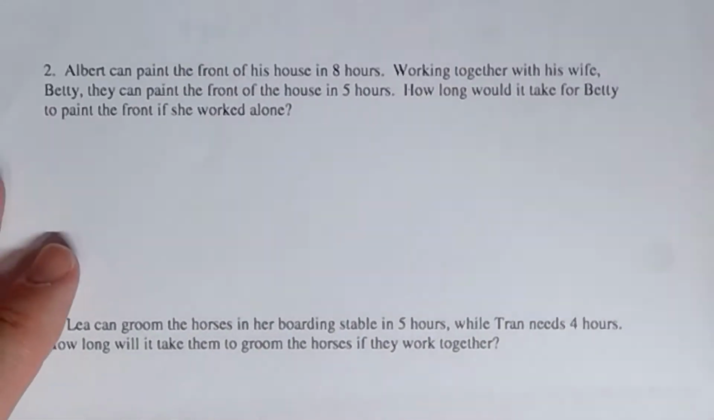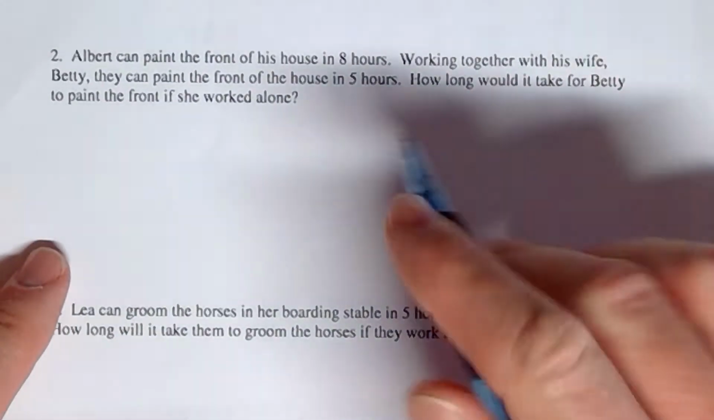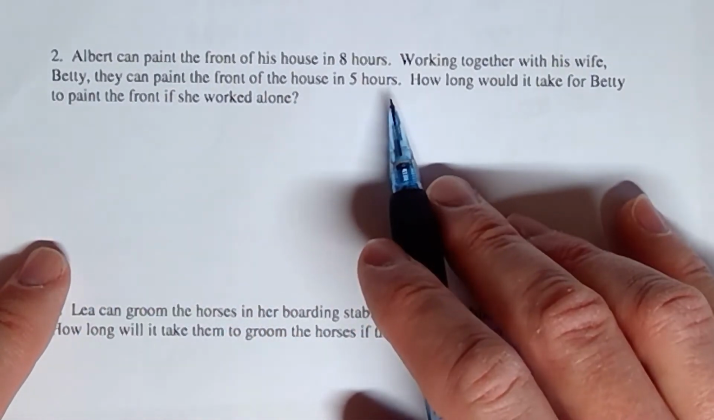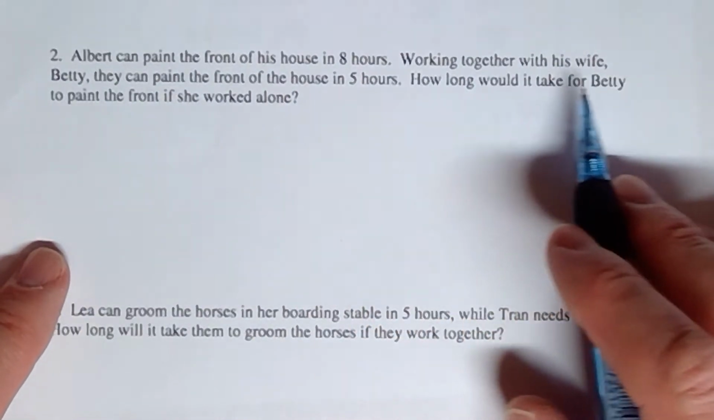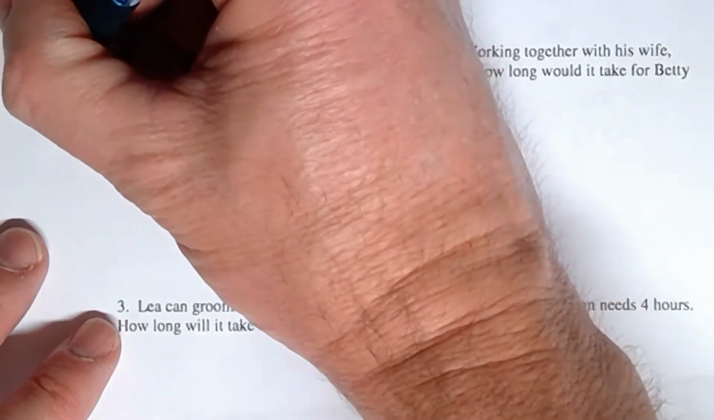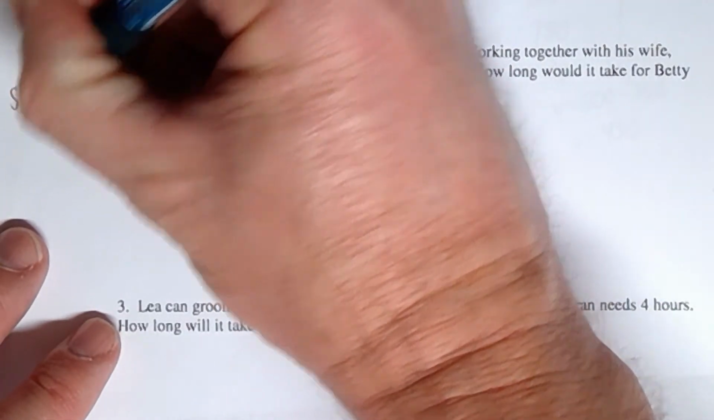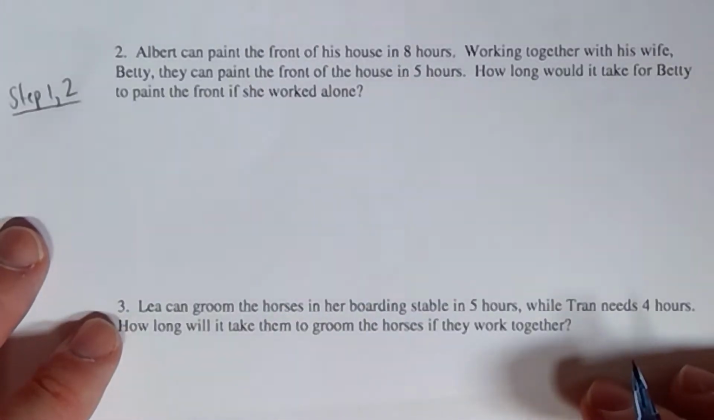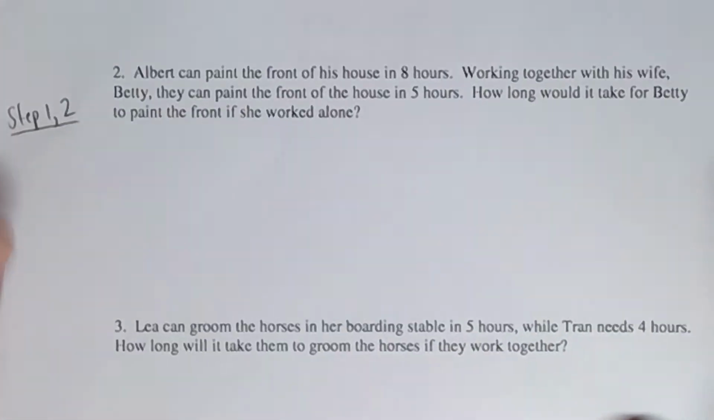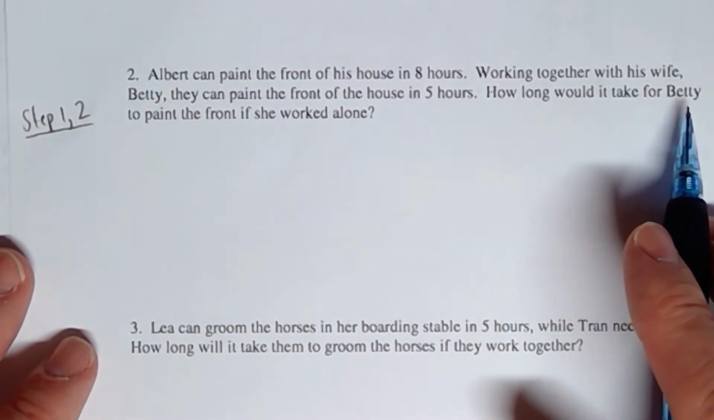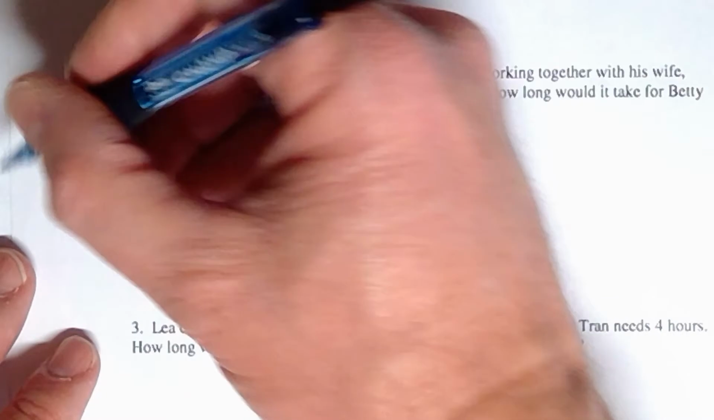Albert can paint the front of his house, speaking of house painting, in 8 hours. Working together with his wife Betty, they can paint the front of the house in 5. How long would it take Betty to paint the house if she worked by herself? See how the question is different here? In the last question it said, how long would it take together if they worked together? This time it says, how long would it take Betty to do the house by herself?